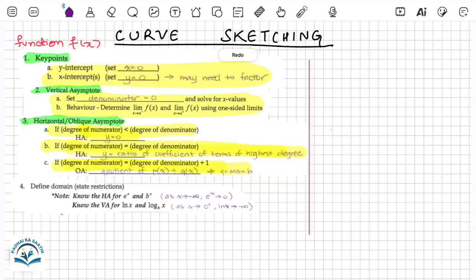The next step is to find the first derivative, and whenever we find the first derivative, we first have to find the critical points by putting f dash x equal to 0.